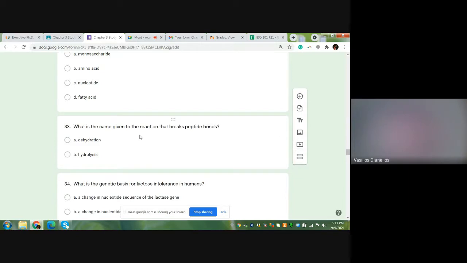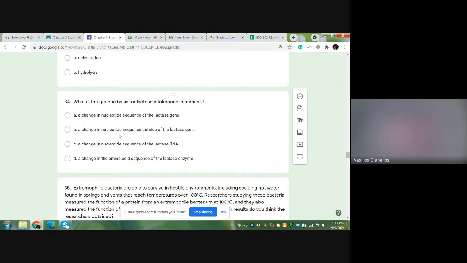Here we go. The same question asked in a different way. What is the name given to the reaction that breaks peptide bonds? Well, what is the name of the reaction that breaks any kind of bonds that we've learned about in this chapter? And the answer is hydrolysis. If you're breaking bonds, it's hydrolysis. Any questions about that?